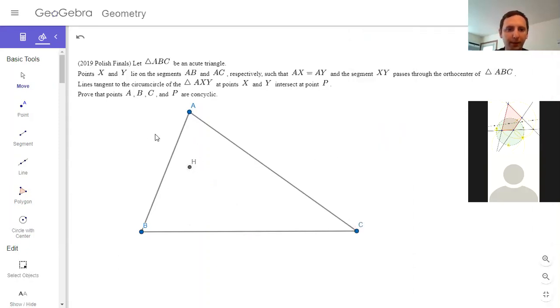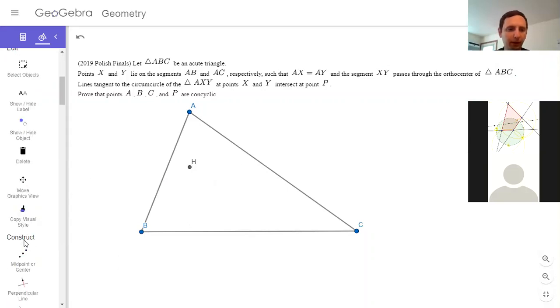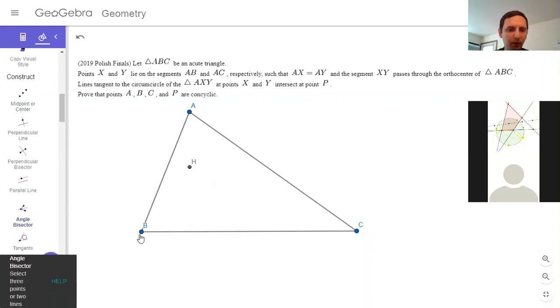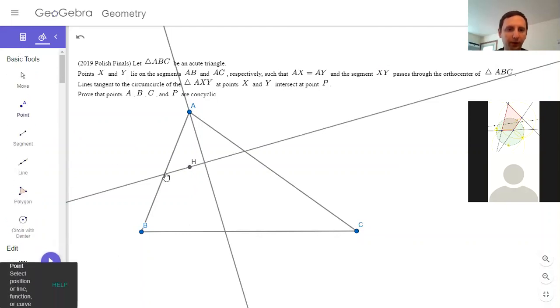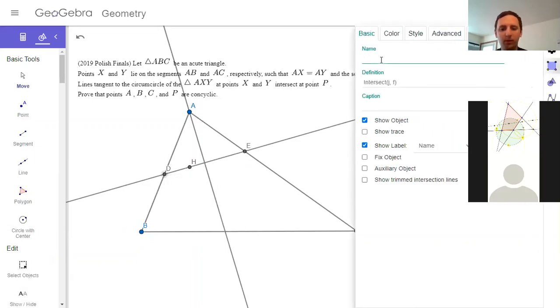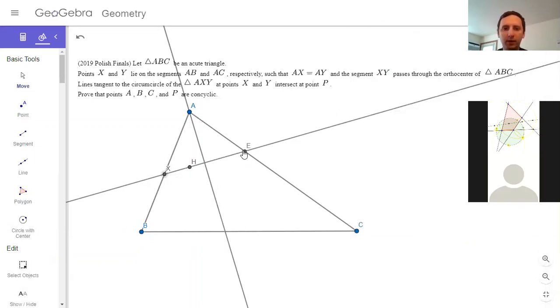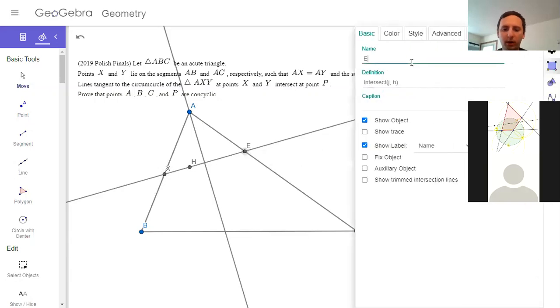Okay, and then, so how would we do this? So I think what we want to do is I'll draw the angle bisector, and then I'll draw the perpendicular from the orthocenter. Okay, so then these should be points X and Y, right? That's X, that's Y.